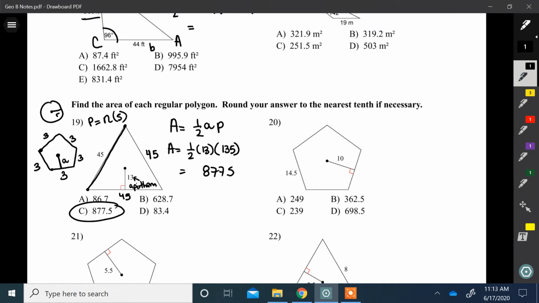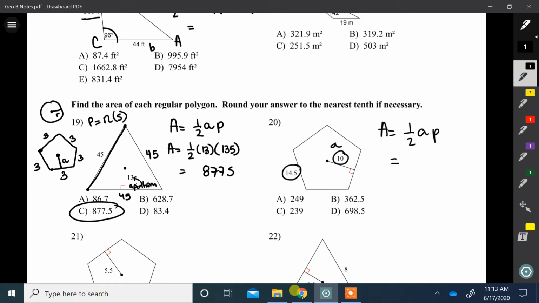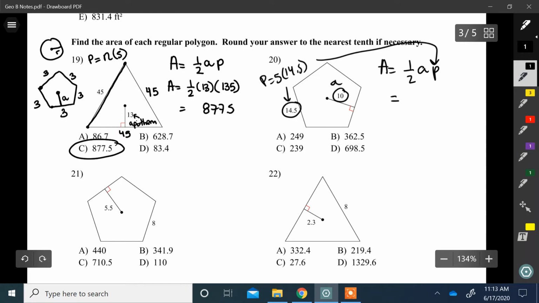So same idea for number 20. You want to use this formula here: half of the bottom times the perimeter. The bottom is going to be this right here. And the perimeter, you have how many sides? We got 1, 2, 3, 4, and 5 there. So the perimeter is 5 times this right here, 14.5. You get the perimeter, you plug that in, and then you get your answer.